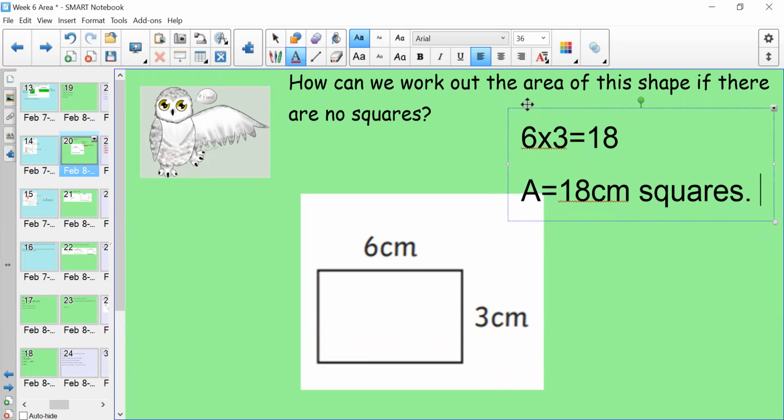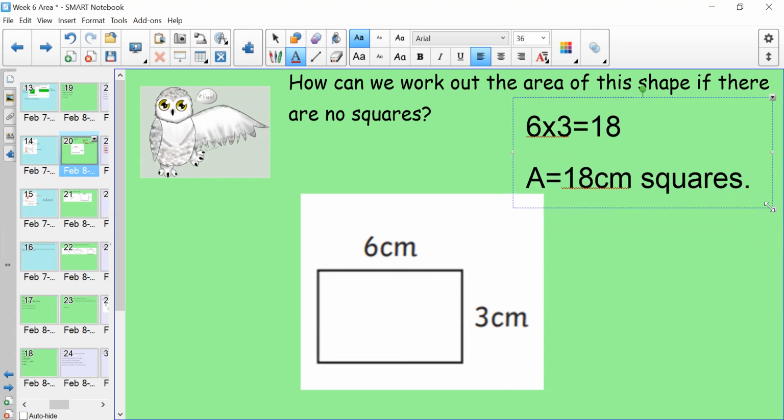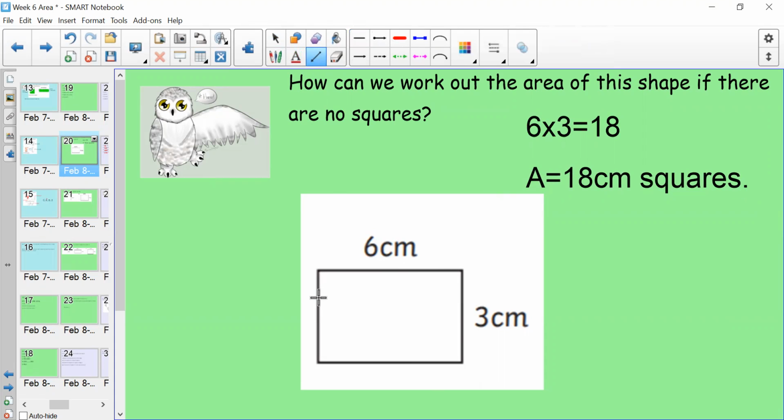Okay, now I'm going to show you how we got to that answer. So if you think about before when we had squares, all they've done is they've just taken the lines away, they've taken the squares away, but there are still imaginary squares in this shape. So if I had to draw them in, I know that this side going down is going to have 3 rows because I've got 3 centimeters. And then this line across is going to have 6 squares because I've got 6 centimeters. And I'm going to try my best to get the squares the same size.